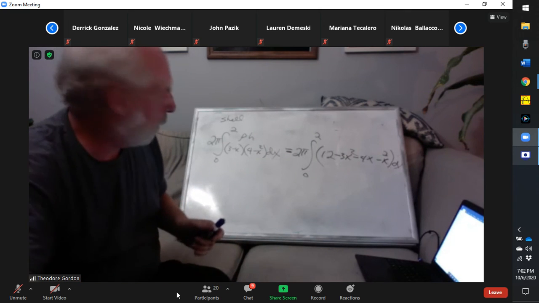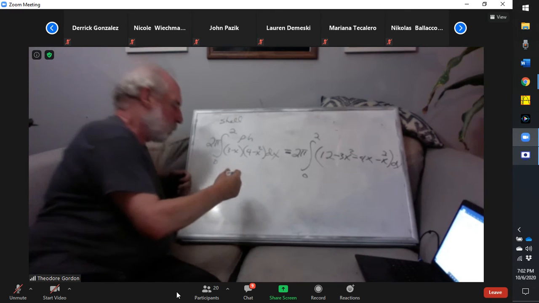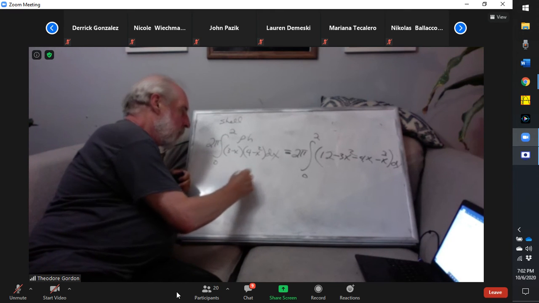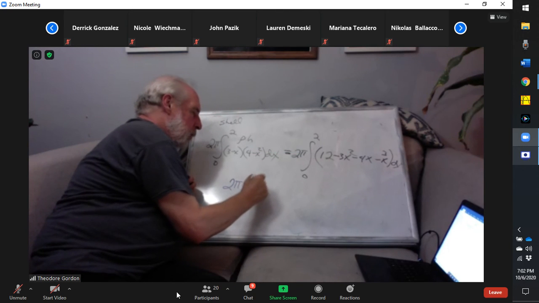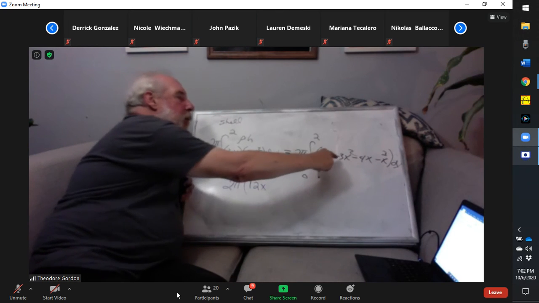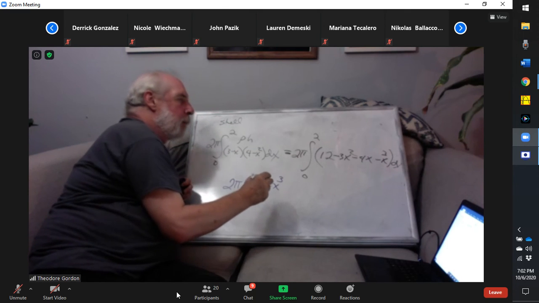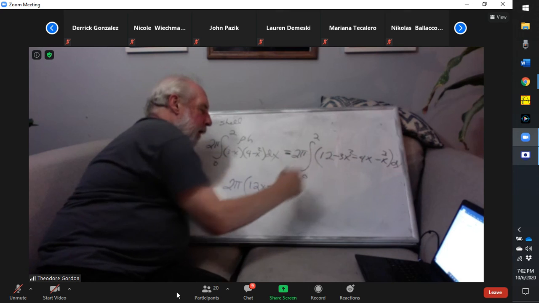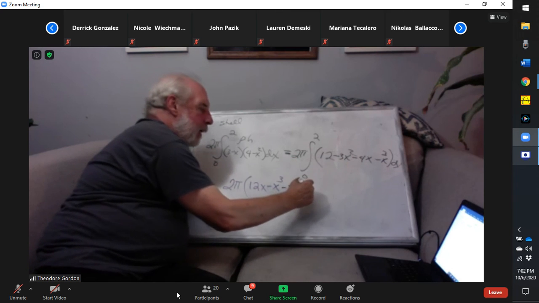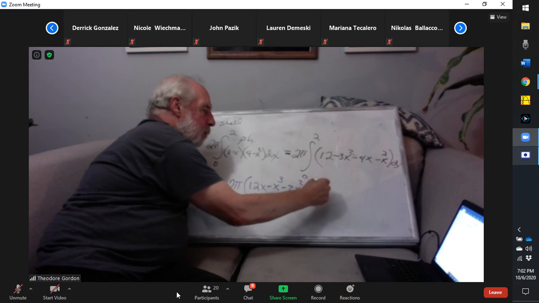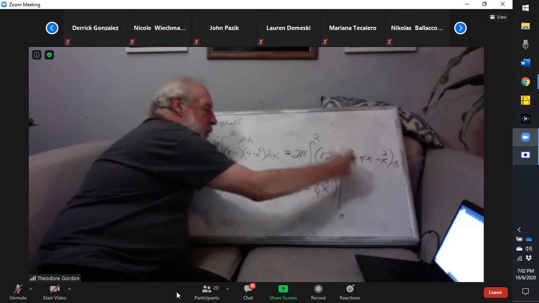Having trouble with markers tonight. So we integrate that. The integral of 12 with respect to x is 12x. The integral of negative 3x squared is negative x cubed. The integral of negative 4x is negative 2x squared. And the integral of negative x cubed is negative 1/4 x to the 4th. And we are going from 0 to 2.